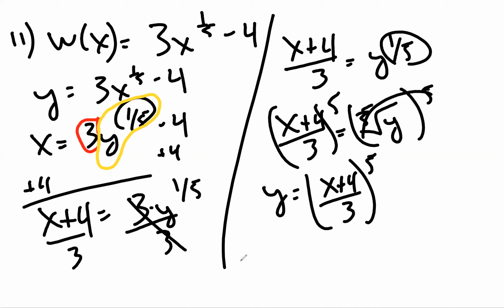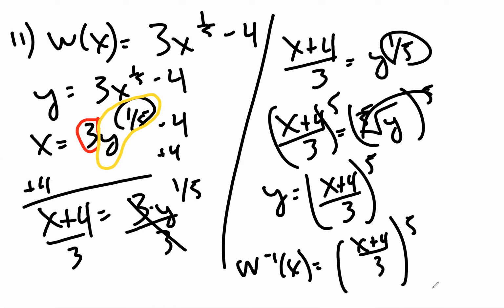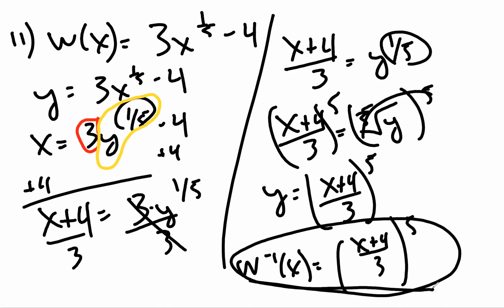And so I will say my final answer is w inverse of x equals x plus 4 on top, divided by 3, the whole entire thing to the 5th. And this is my final answer. And so now I'm done.